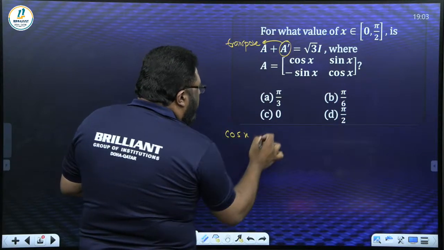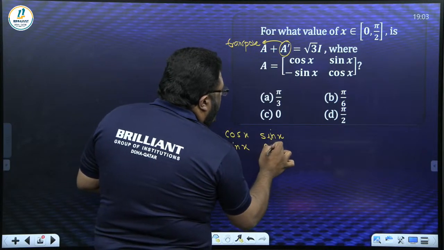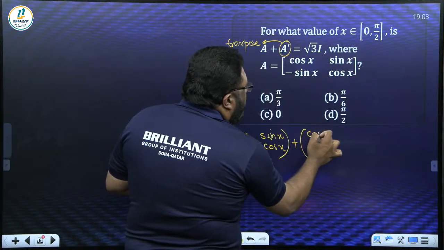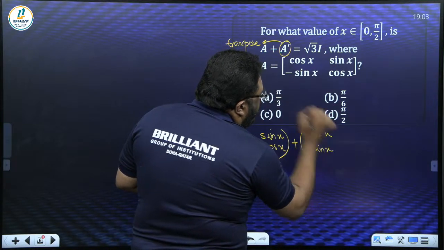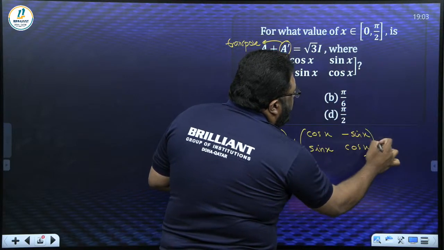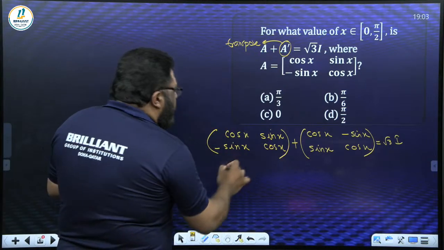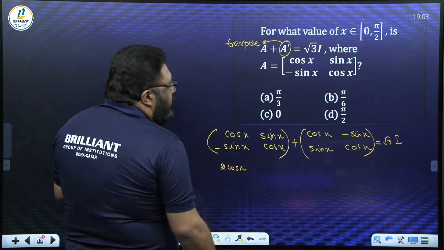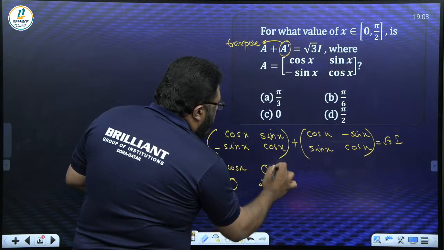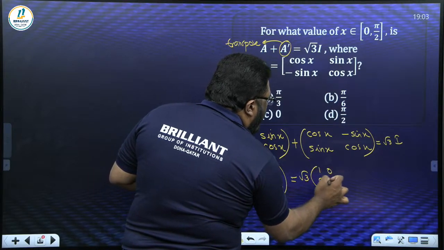So cos x, sin x, negative sin x and cos x is added with its transpose. Transpose means rows become columns and columns become rows. Interchange rows and columns. So what happens if you add? 2 cos x is the first element, 0, 0, 2 cos x is the last element, and that's equal to root 3 times [1, 0; 0, 1].